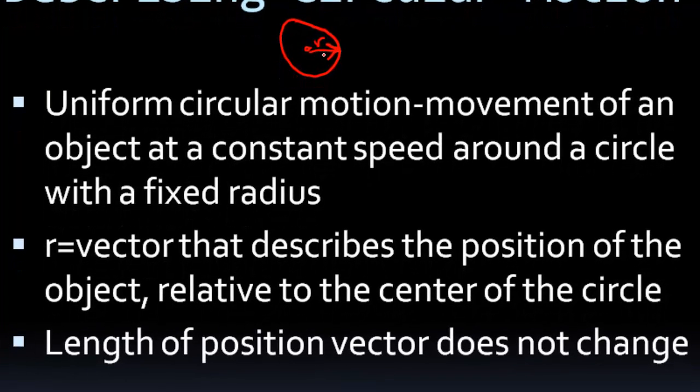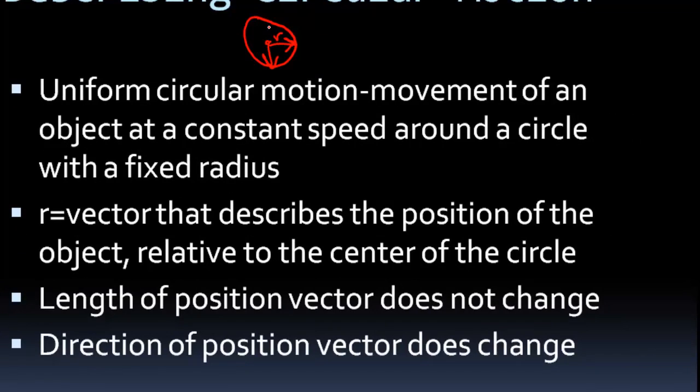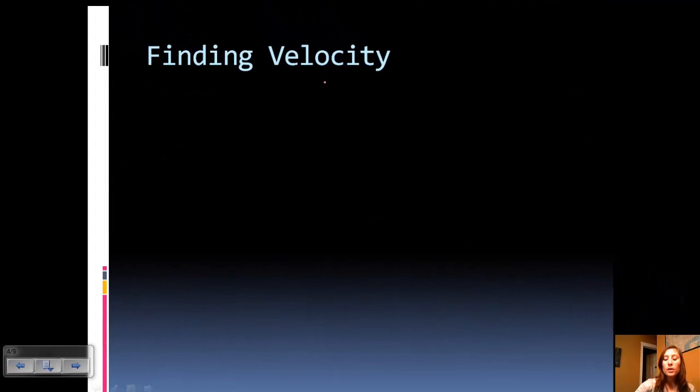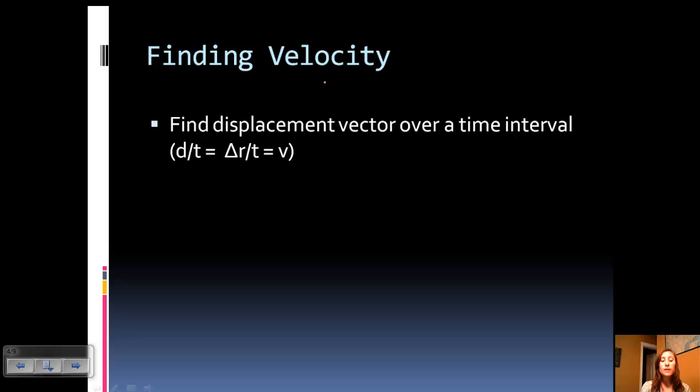Okay, the length of the position vector will not change, and that's because the center of the circle isn't going to change. So whether I draw my vector going out to the right, or I draw my vector going straight down, if this was a perfect circle, that length would not change. However, what can change is the direction that it is pointing. As we're traveling around the circle, we're going to be at different positions on the circle at different times, and so the direction of our position vector will change. We can use this to find velocity.